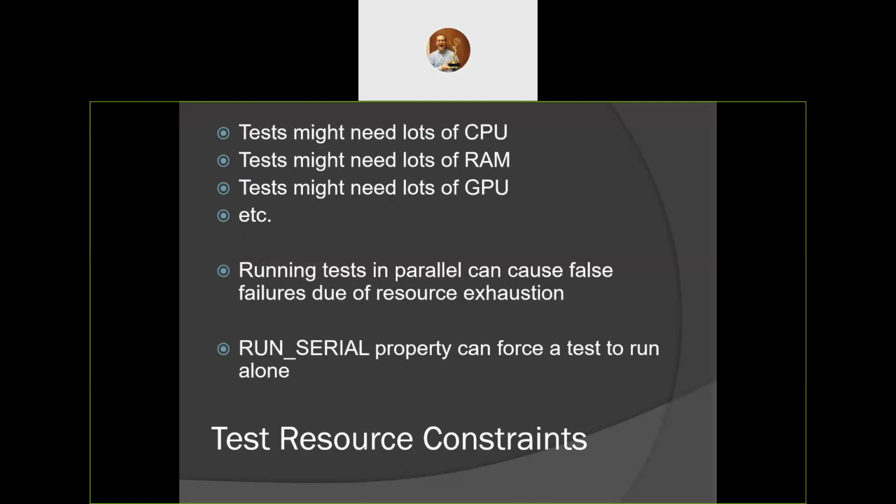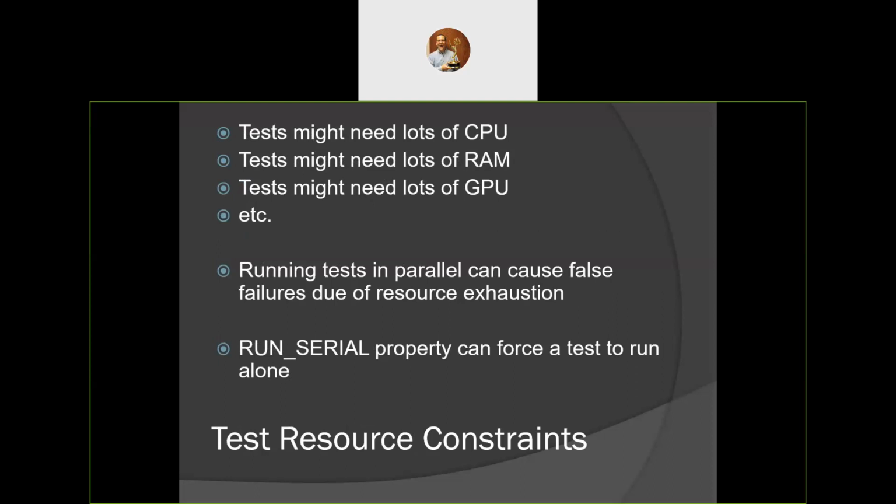So resource constraints. When you're running different test cases, they might need lots of CPU, or they might need lots of RAM. They might need lots of GPU. You don't want these tests failing simply because when you're running your tests in parallel, you ran this CPU-hungry test in parallel with a bunch of other tests. Because those other tests are also using CPU, now suddenly this CPU-hungry test exceeded its timeout value and started failing. And then you run it in isolation, run that test by itself, and it never times out.